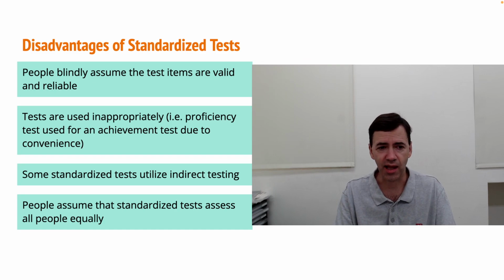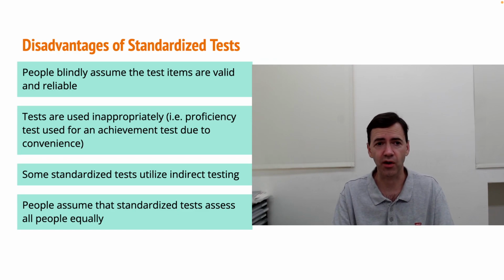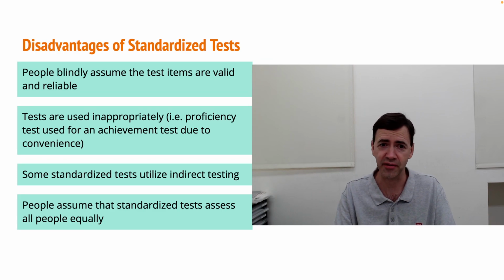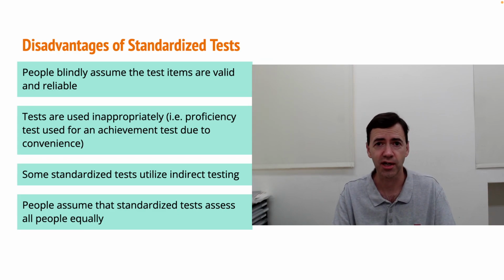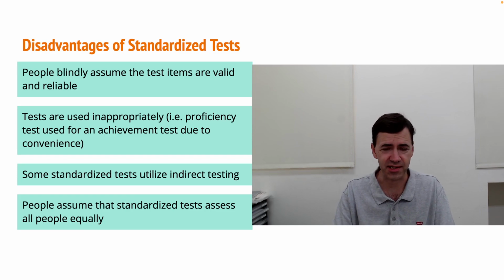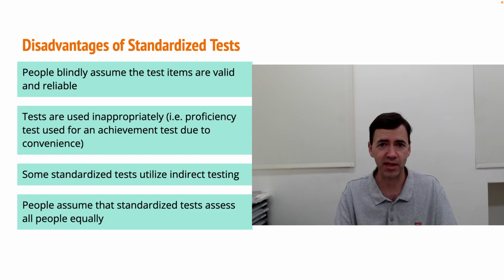Okay. And the last one, which I think is the most important, is that people assume that standardized tests assess all people equally. That's just simply not true. There are a lot of people who do badly on these kinds of exams, but that doesn't mean that they're bad at English. They may have a hard time with tests. They may have test anxiety. It may be that the test is so inauthentic they can't really bring out their creative skills. There's a lot of different things here.